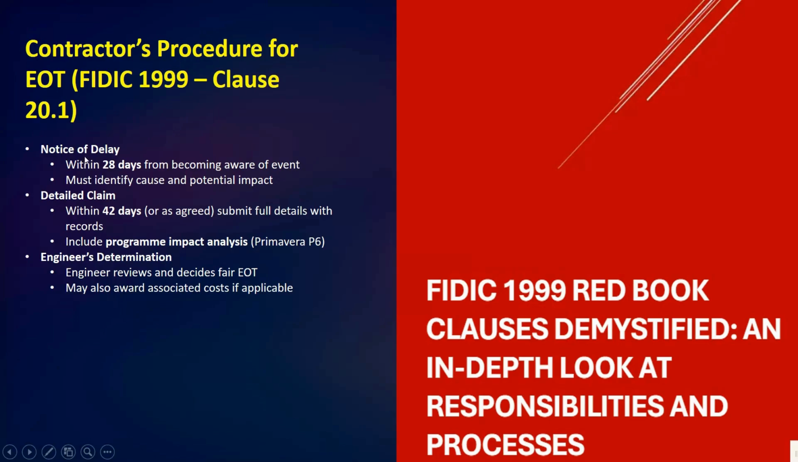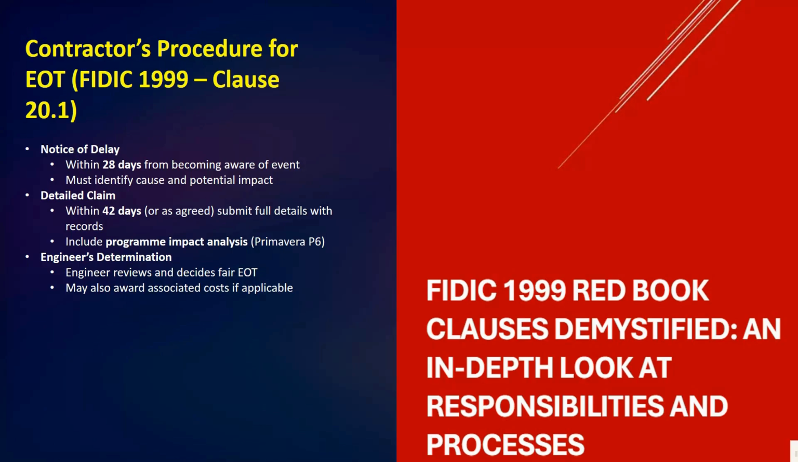So first, you can see we have here the notice of delay within 28 days from becoming aware of the event, then must identify the cause and the potential impact. So within 28 days from the date the contractor becomes aware of the delay event, they must issue a formal notice to the engineer. The notice should describe the cause of delay and its possible impact on the project completion date.